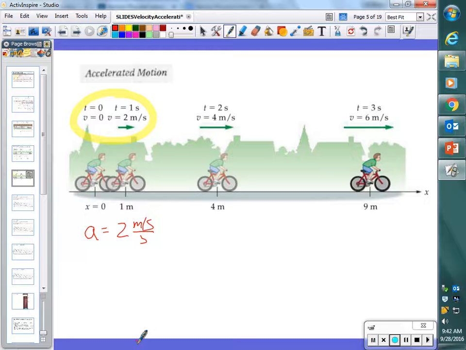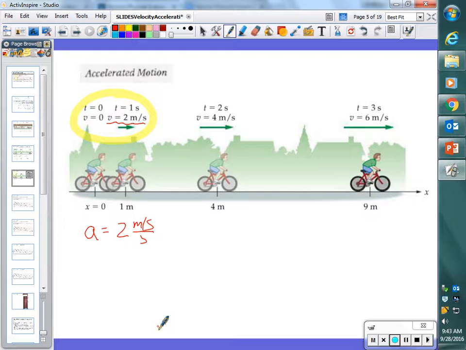Jack, go ahead. Because acceleration is change in velocity over time. Good, change in velocity over time. And the change in velocity is 2 meters per second. Okay. And the time is 1 second. Good. 2 divided by 1 is 2. So the velocity changes by 2 every second, right? You good there? Okay.